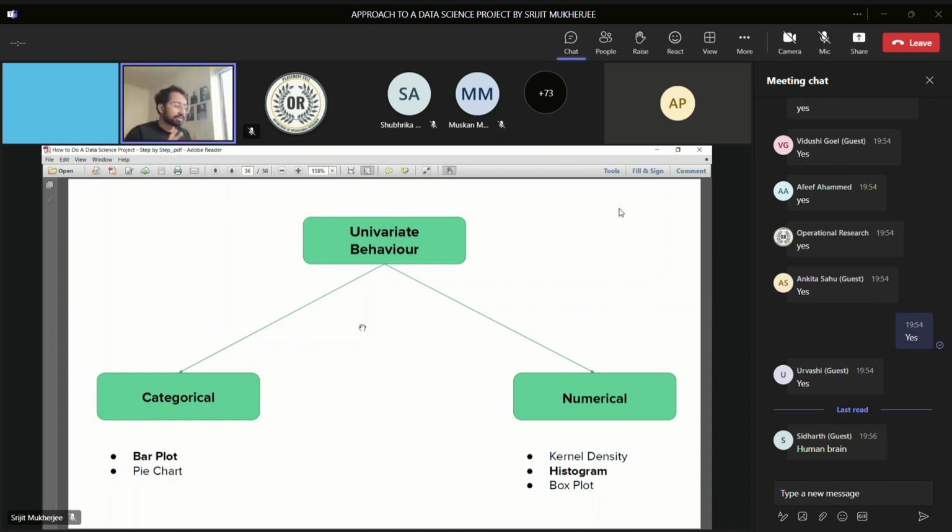So let's say you have a data set and you have a data understanding. Let's say you are finding the univariate behavior. So it's now time to show you examples.